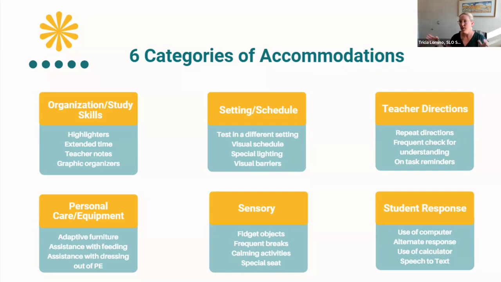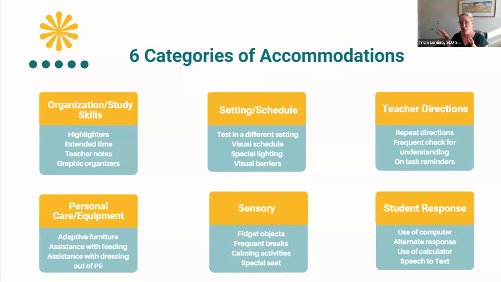There's also, you could think of it in terms of setting and schedule. Do they need to take their test in a different location? Do they need a visual schedule out on their desk? Do they need special lighting? I know in my office, I do. I can't have the fluorescents on or I'll get migraines, right? So I'm being accommodated for what my needs are. Do they need a visual barrier? If there are times during the day that they just need to have their own little sheltered, protective, quieter space, maybe. So that would all fall under setting or schedule.